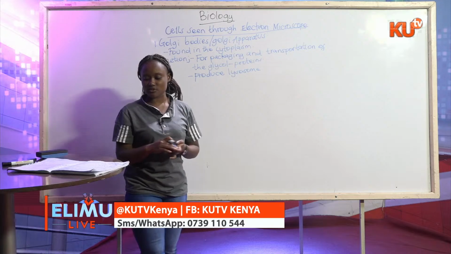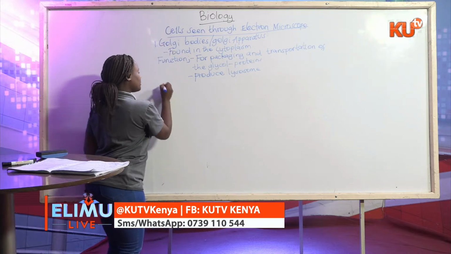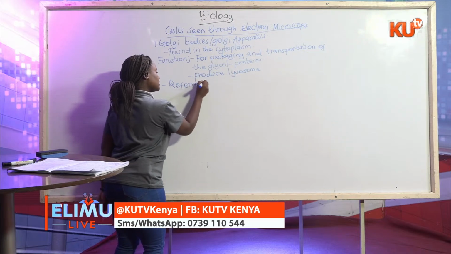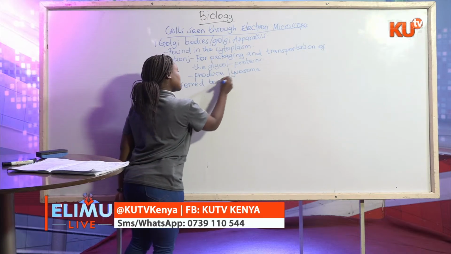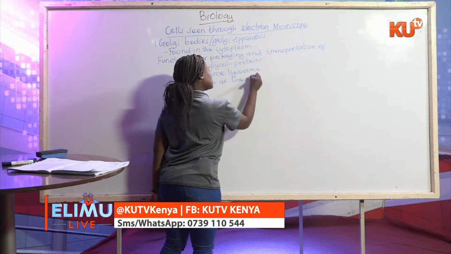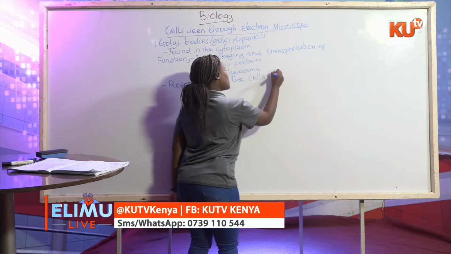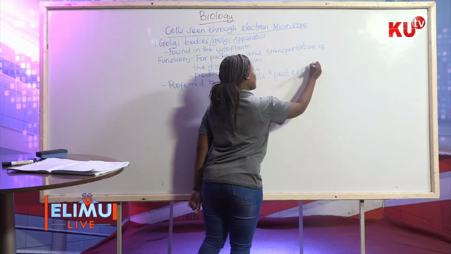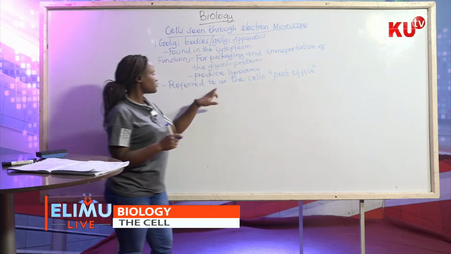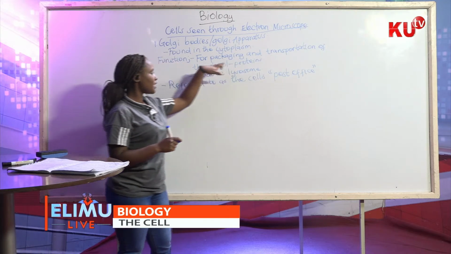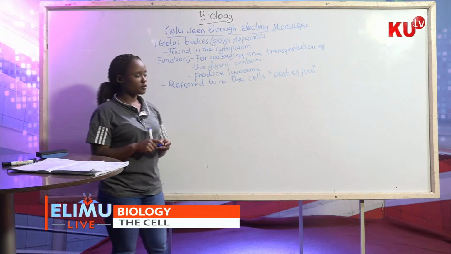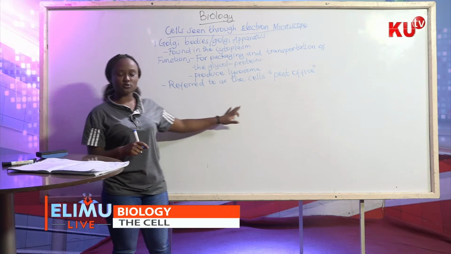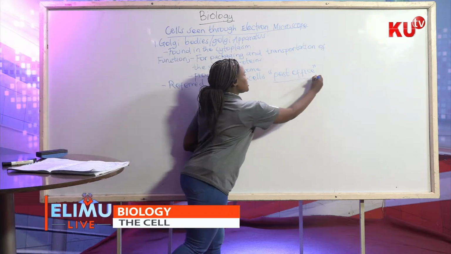Now, the Golgi apparatus is referred to as the cell's post office. It is referred to as the cell's post office because of the packaging and the transportation of the glycoproteins.